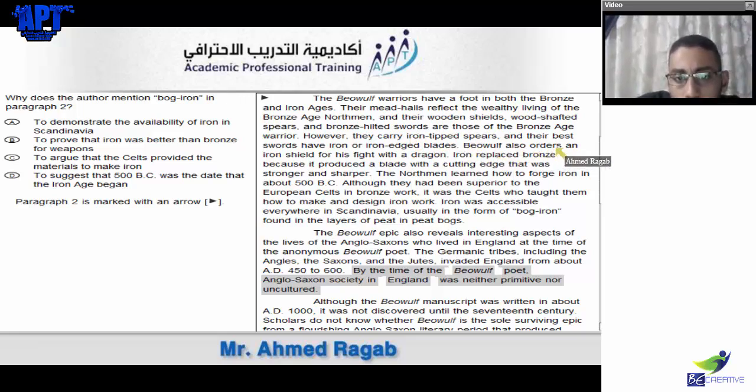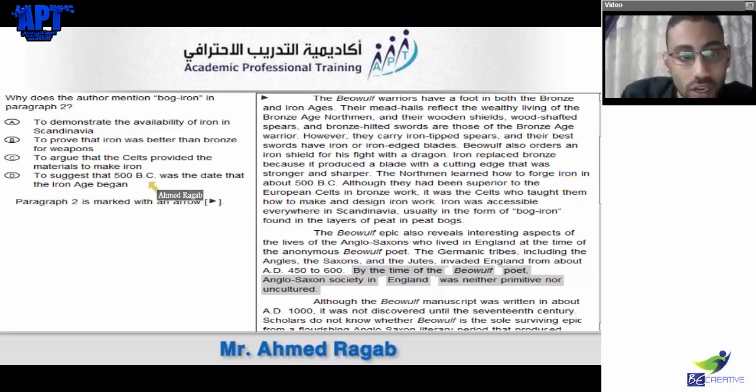Now, Beowulf also ordered an iron shield for his fight with the dragon, okay. Iron replaced bronze because it produced a blade with a cutting edge that was stronger and sharper than bronze. So here he was talking about iron being stronger and sharper than bronze. The Northmen learned how to forge iron in about 500 BC. So let's go here. 500 BC was the date that the Iron Age began, and the Northmen learned how to forge iron. Oh, very nice. So here he said it.